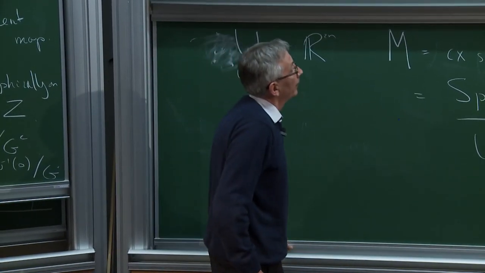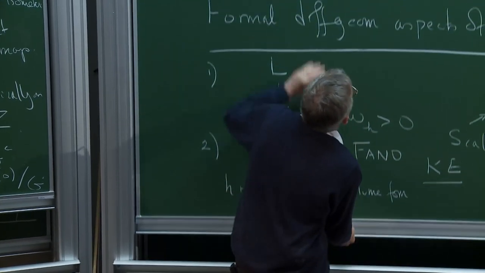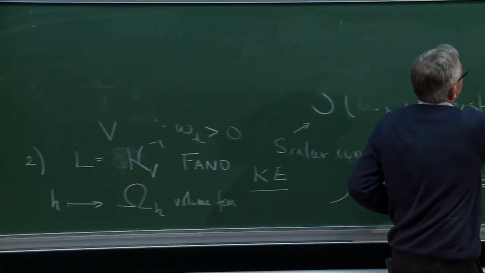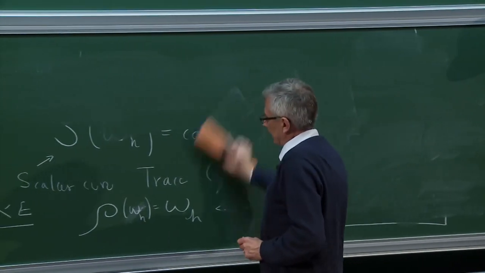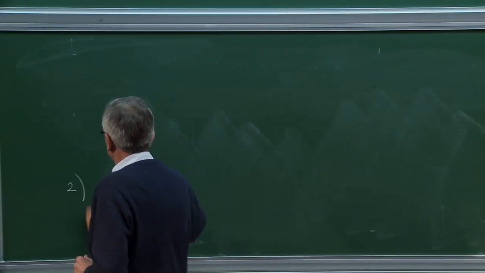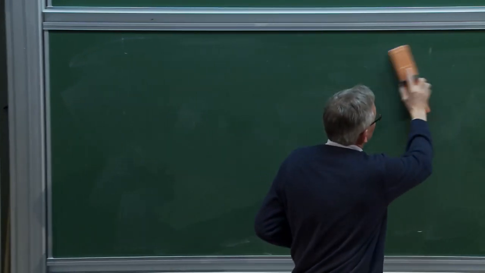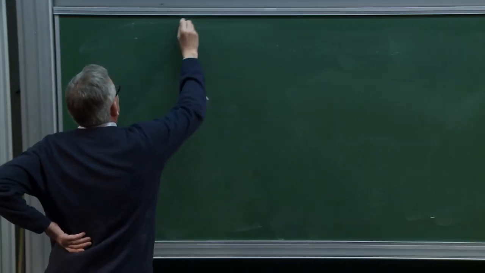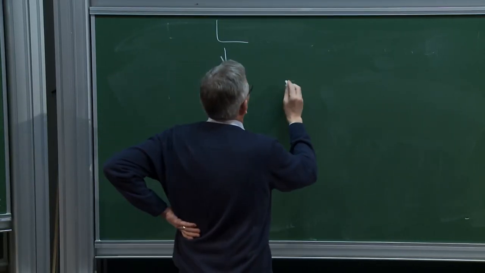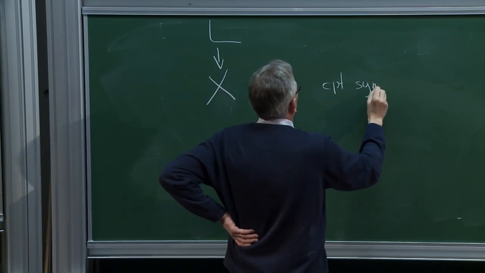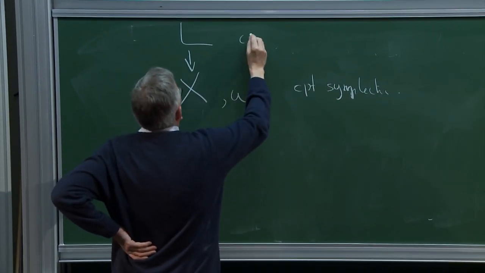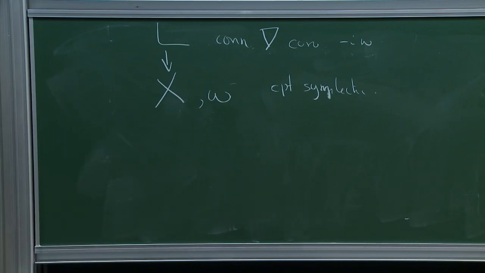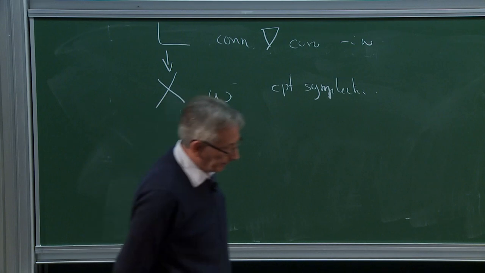But let's explain how it fits into our story. Now we take a compact symplectic manifold X with a fixed symplectic form omega, and also with a line bundle, which we'll still call L. This is a line bundle with connection with curvature minus i omega. So let's suppose we have that.